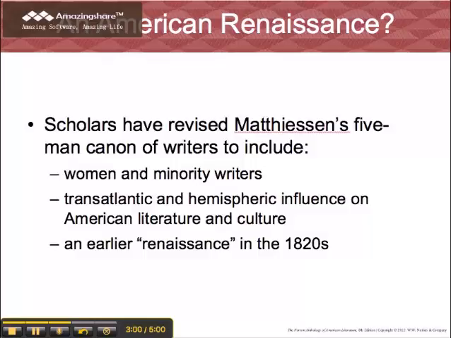Reviewing the table of contents of Volume B of the Norton Anthology of American Literature can give you an idea of how the canon of American literature has expanded beyond Matthiessen's initial vision. There has also been an historical critique of Matthiessen's American Renaissance as scholars have moved back into the 1820s to identify an earlier flowering of American letters preceding Matthiessen's focus on the 1850s.